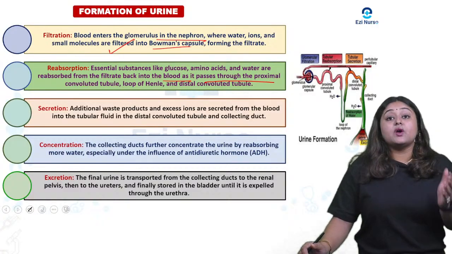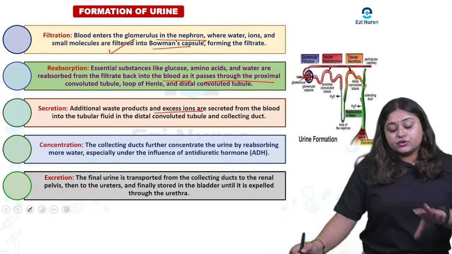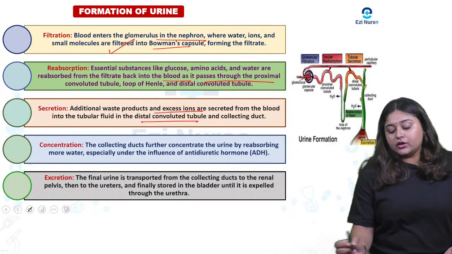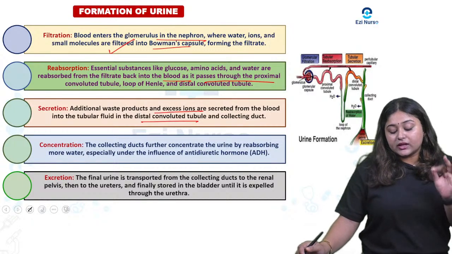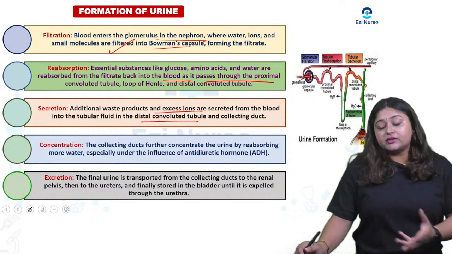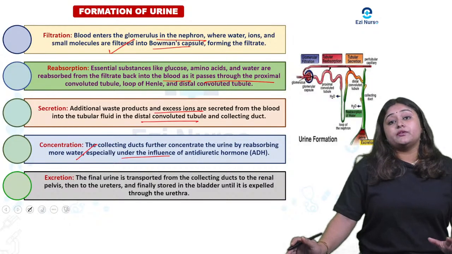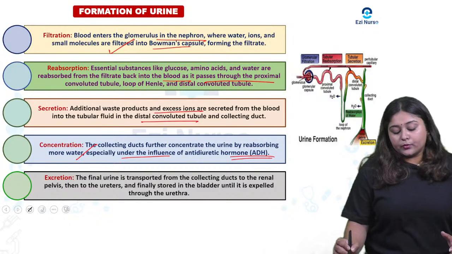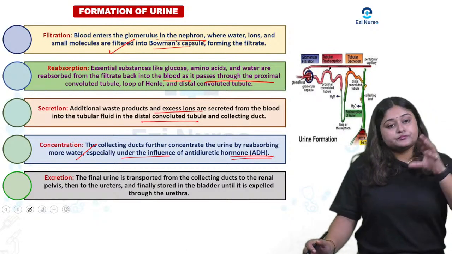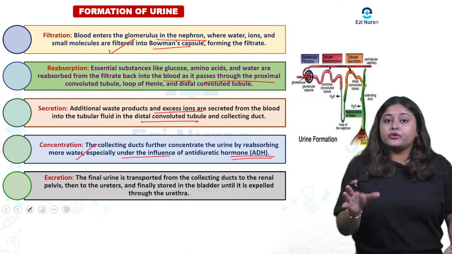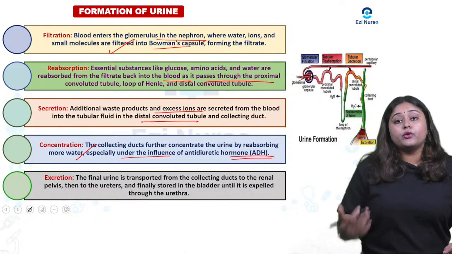Next is the secretion. Additional waste products and excess ions are secreted from the blood into the tubular fluid in the distal convoluted tubule and collecting duct. After secretion, what happens? Concentration. The collecting duct further concentrates the urine by reabsorbing more water, especially under the influence of antidiuretic hormone, that is the ADH hormone. After increasing the concentration in the tubular area, ADH hormone is released, and only then it influences for more concentration.